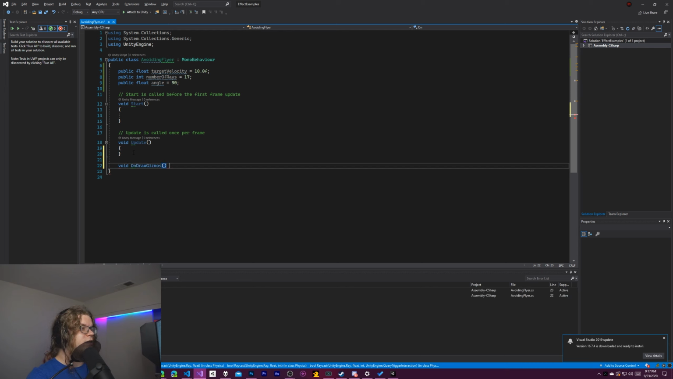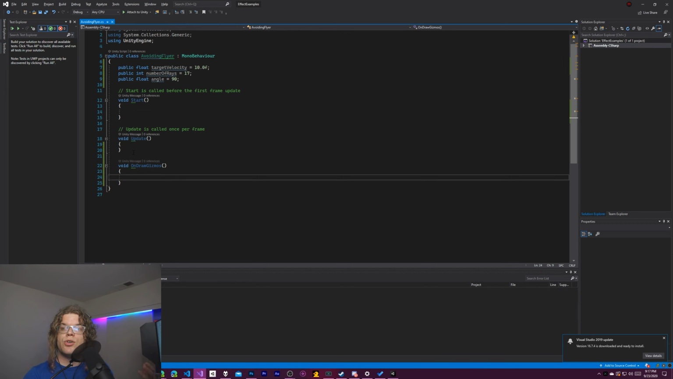This will give us a nice visual way to visualize how these rays are going to appear. And so what we want to do is a for loop: int i equals 0, i less than numberOfRays, and increment i.